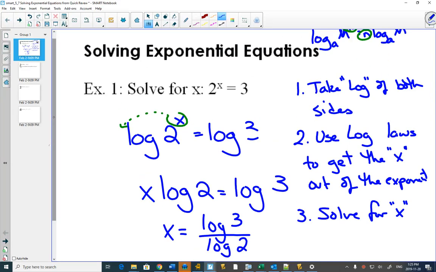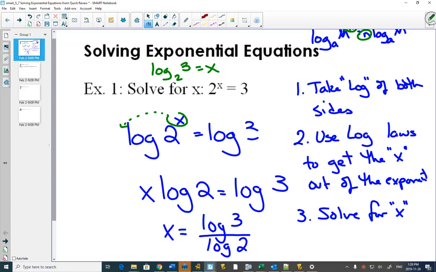For example, just using the definition. If your calculator lets you do different bases, then if I use the definition of a logarithm and change this from exponential form to log form, what's the base? 2. What's the answer? 3. What's the exponent? X. And if you can type log base 2 of 3 into your calculator, boom, you get the answer right away. That seems a lot shorter, but for all questions using a calculator, we're going to want to use this method just because it works all the time.